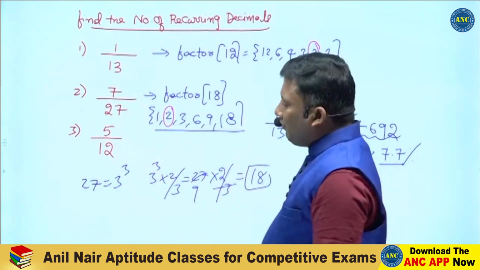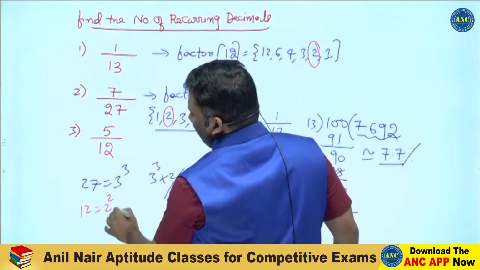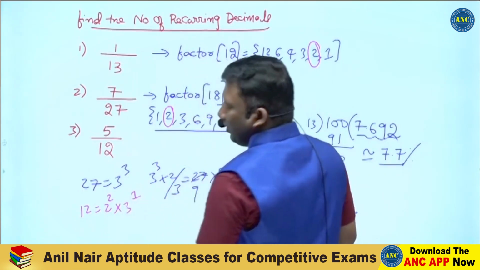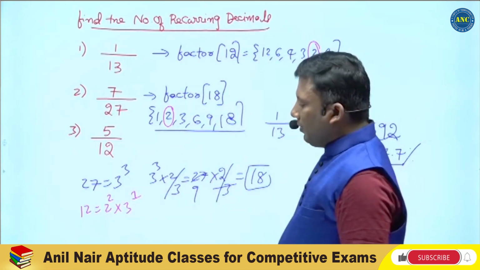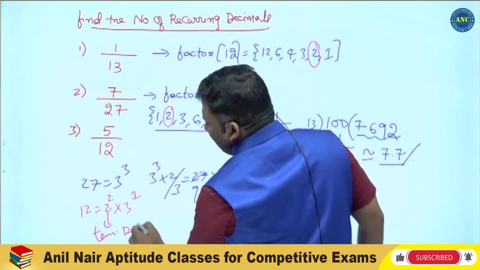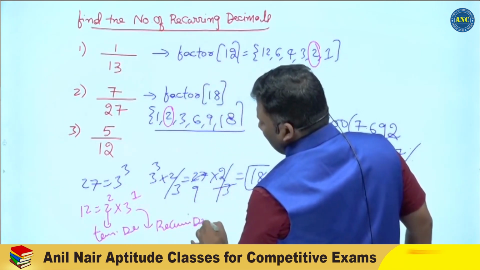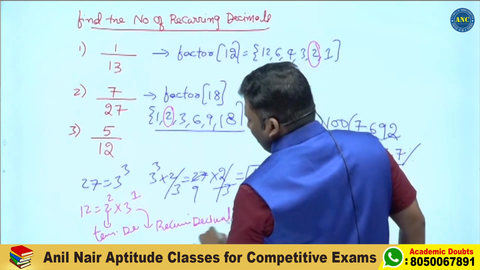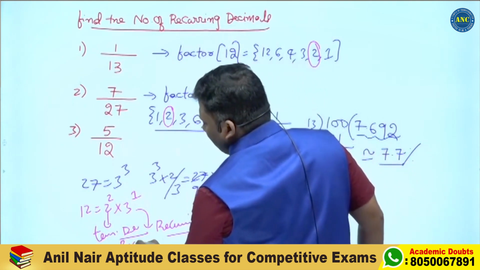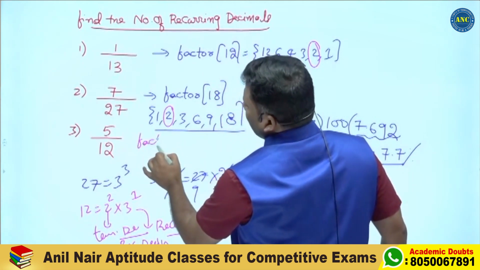5 by 12. Now if you see, 12 is 2 square into 3 power 1. This is a terminating part and this is a recurring part. The answer will be a recurring decimal. The answer will be a factor of 2 digits.